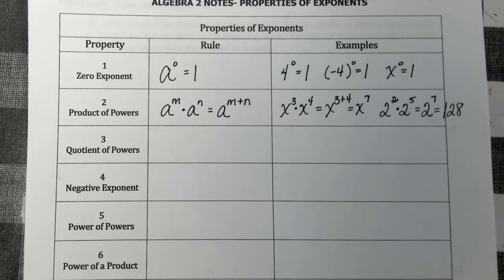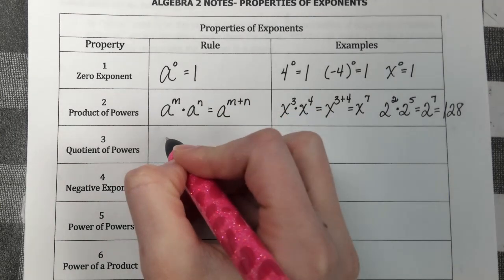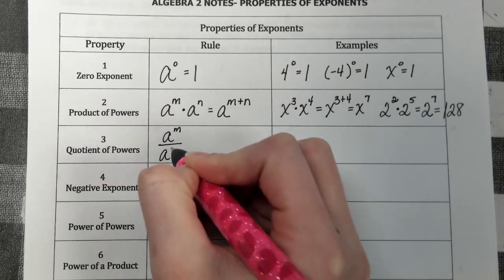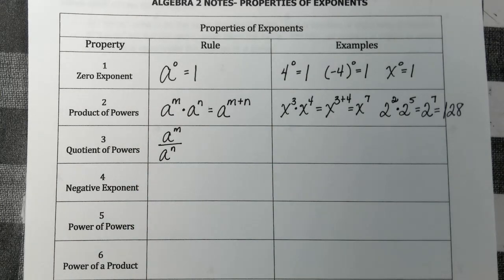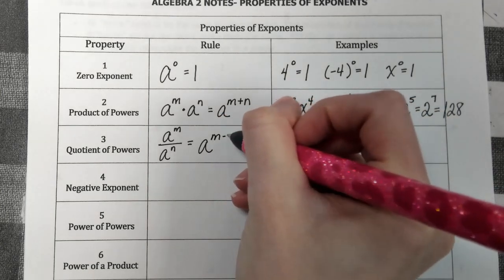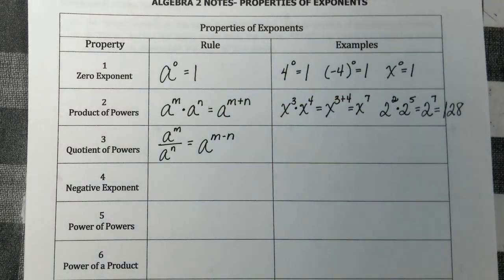Now my quotient of powers tells me what to do if I'm dividing my bases. If I have a to the m divided by a to the n, like bases set up as a fraction, that means I'm dividing. If I multiply like bases, I add the exponents. What do you think I'm going to do with these exponents if I'm dividing? Subtracting. So I've got a to the m minus n power.